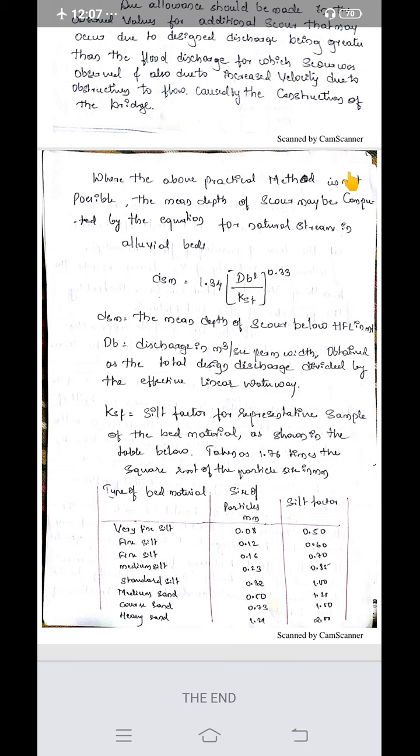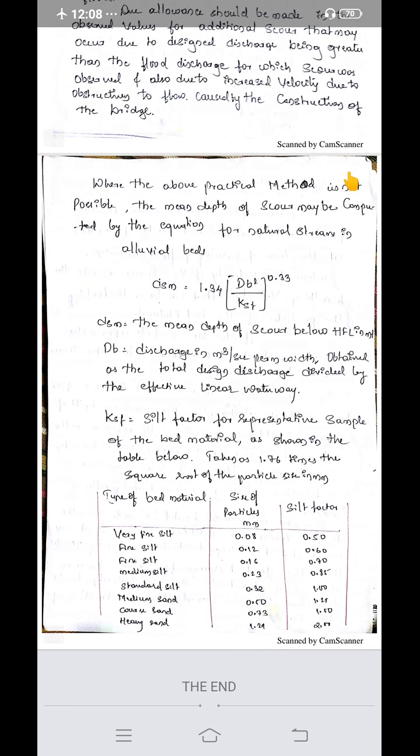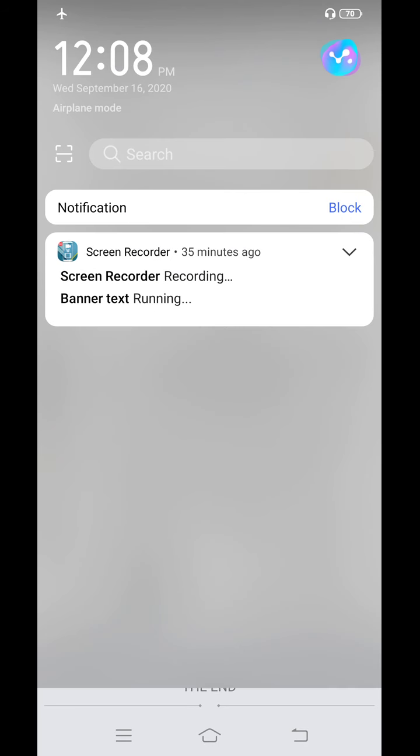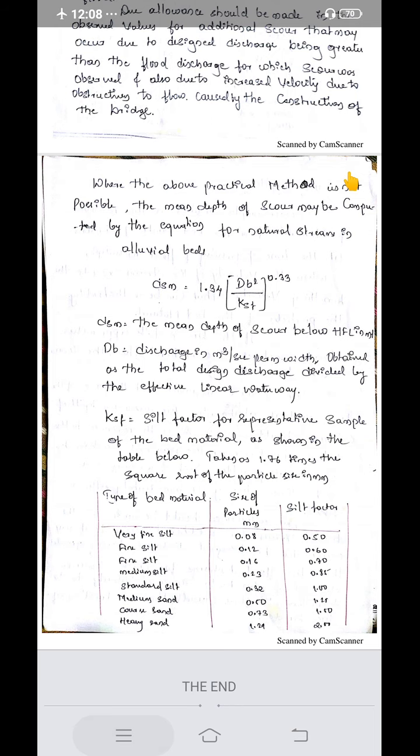Now there are types of materials, with the particle size in mm and the silt factor. So you have calculated the silt factor and it is given here. Okay, now we'll move here. We'll see a video with the figures.